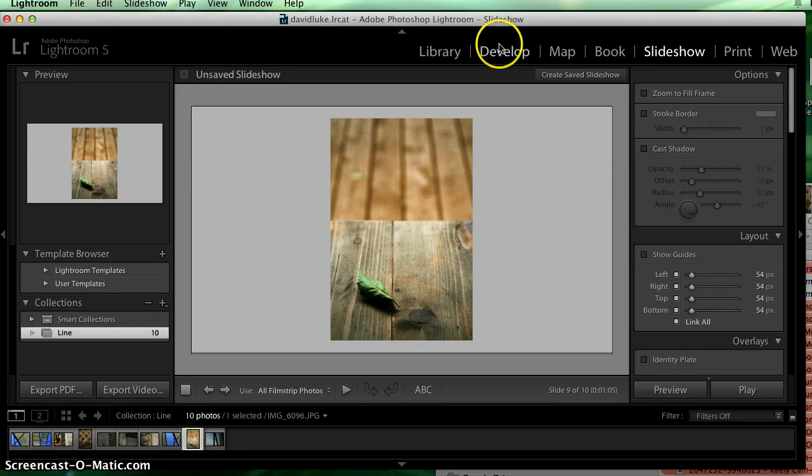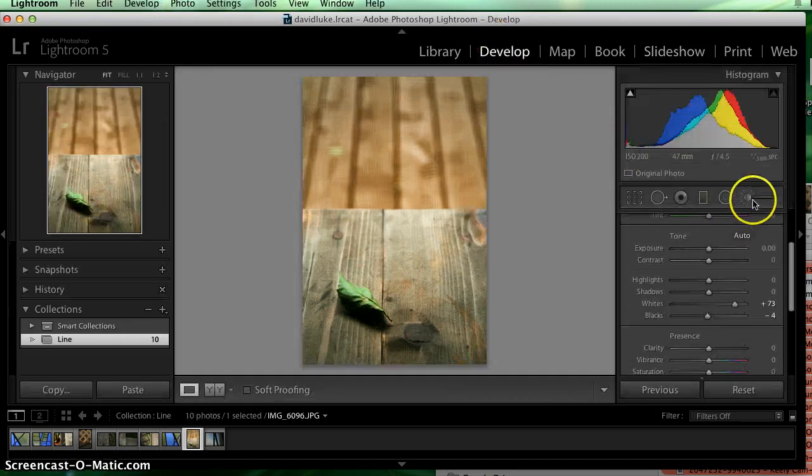If you remember, I'll just click over here, using the adjustment brush, which is how we got that leaf done, and the graduated filter, and that darkened this top area.